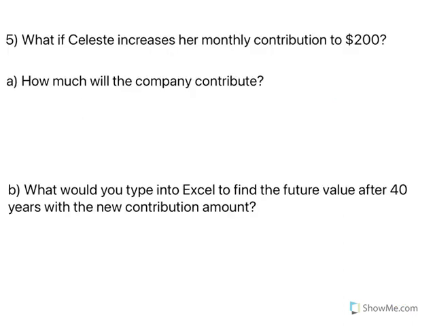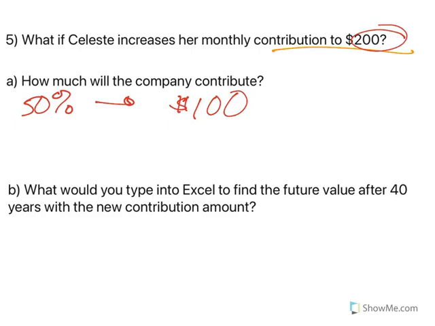Now, what if Celeste increased her monthly contribution to $200? How much then would the company contribute? Well, if they're still doing 50%, half of 200 would be 100. So that means the total contribution would be 300. 200 from Celeste, 100 from the company.